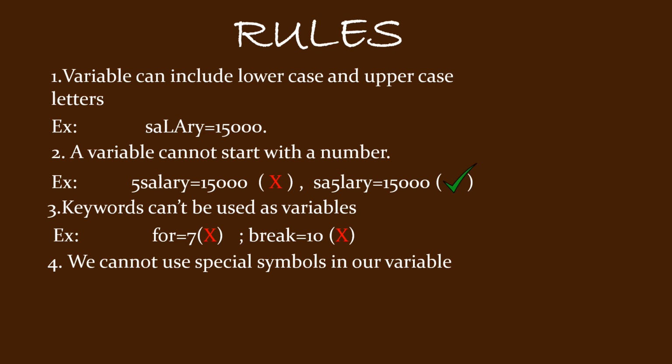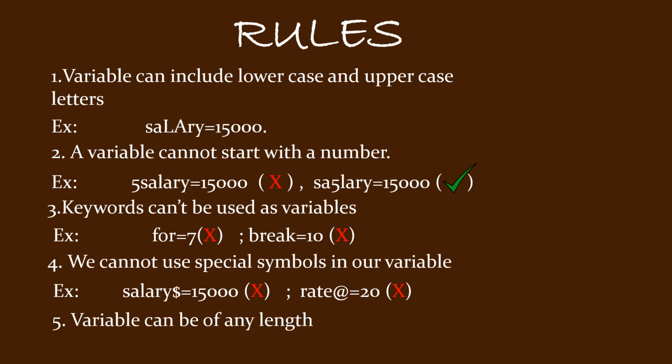The fourth rule is that we cannot use special symbols like dollar sign and percent sign etc. in variables. So salary$ equal to 15,000 is wrong, and rate@ equal to 20 is also wrong. The fifth rule is that a variable can be of any length.